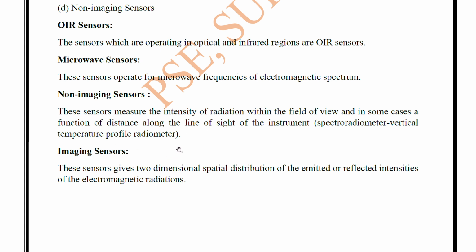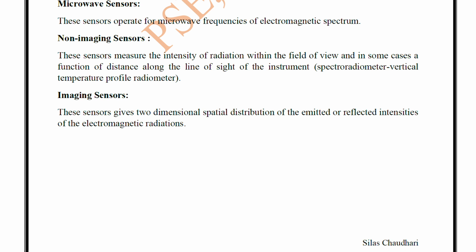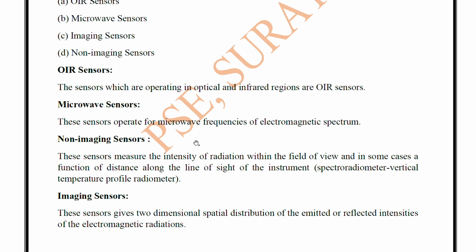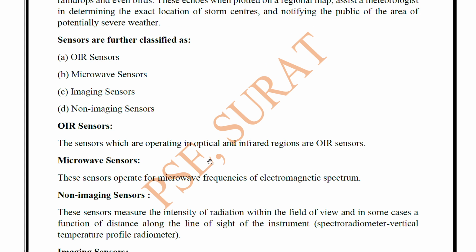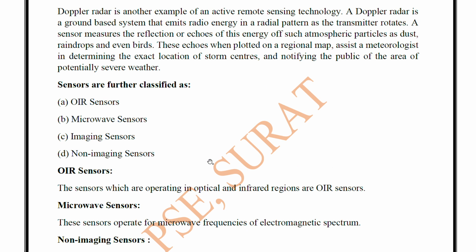Imaging sensors give a two-dimensional spatial distribution of the emitted or reflected intensities of the electromagnetic radiation. So those are the sensors: OIR sensors, microwave sensors, imaging sensors, non-imaging sensors, and active and passive sensors are the examples. Thank you.